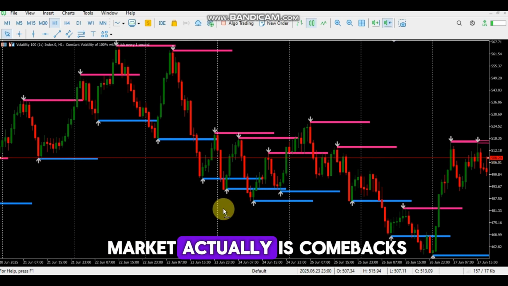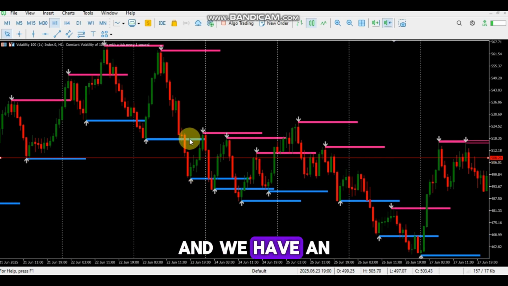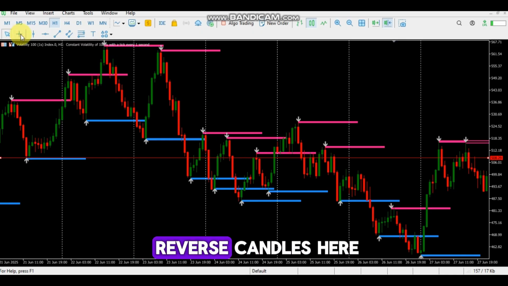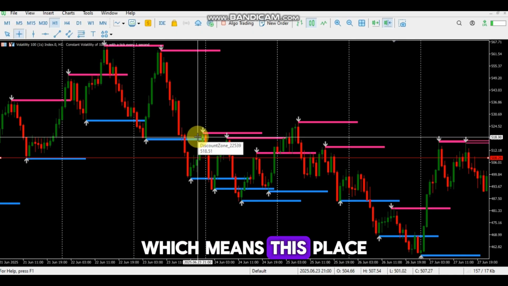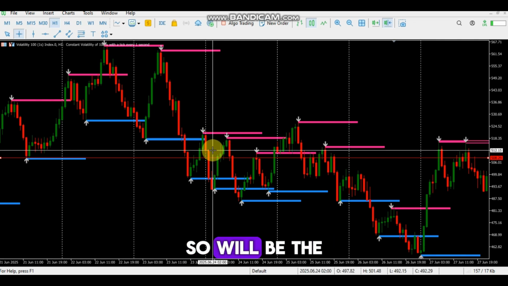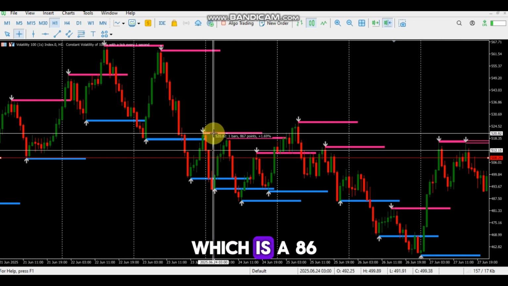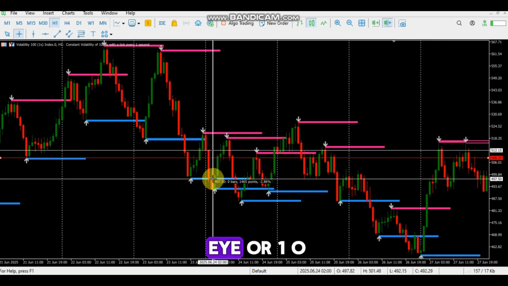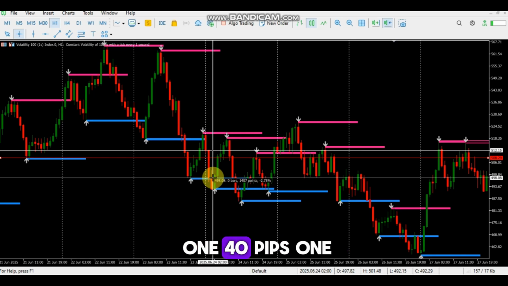can you see the market actually comes back, and we have an FVG here, and we have reverse candles here, which means this place. Can you see the SL will be below the candle here, which is 86 pips, and the upper high or 1:2. Can you see that's 140 pips? 140 pips.